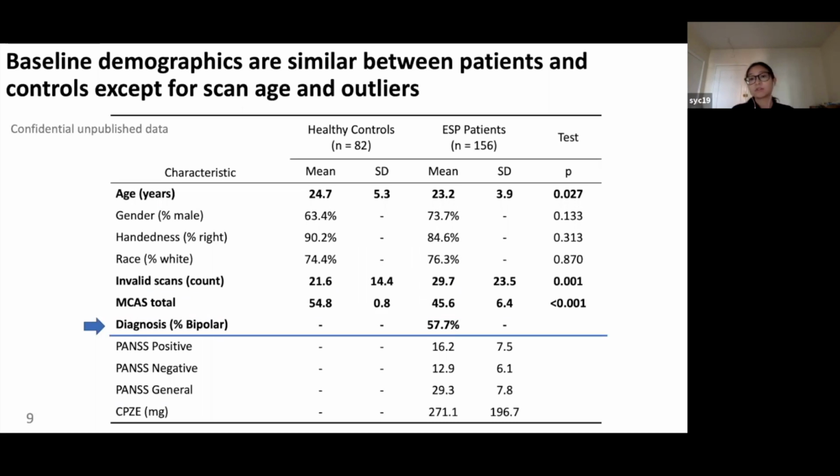Finally, our sample consists of patients diagnosed with affective psychosis as well as patients diagnosed with non-affective psychosis. And this sample had about 60% of patients diagnosed with affective psychosis.